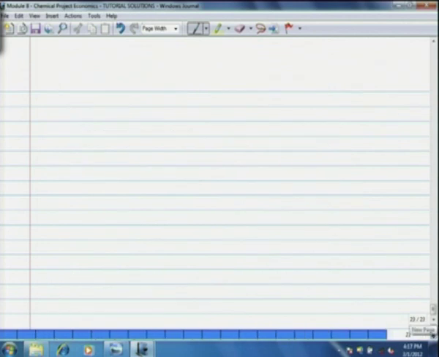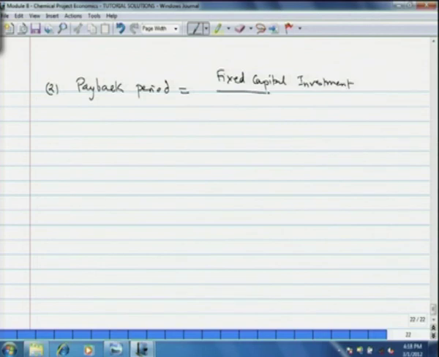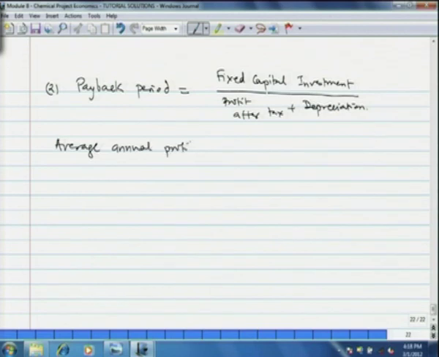Now in the second bit we have to calculate the unit product price for a payback period of 5 years. Payback period is defined as the fixed capital investment divided by net cash accruals, which is equal to profit after tax plus depreciation. We have already calculated in the previous bit the average annual profit, so we take that directly.